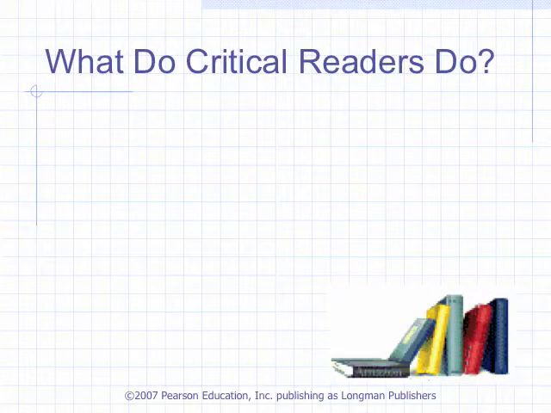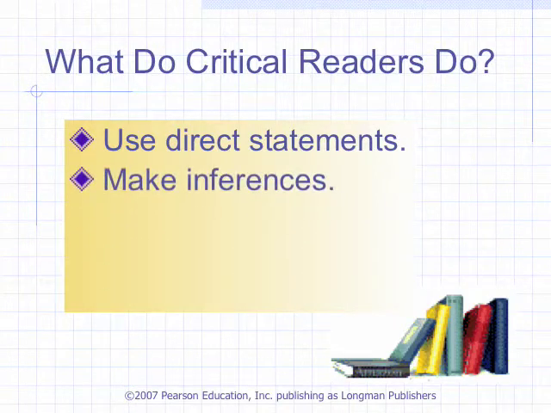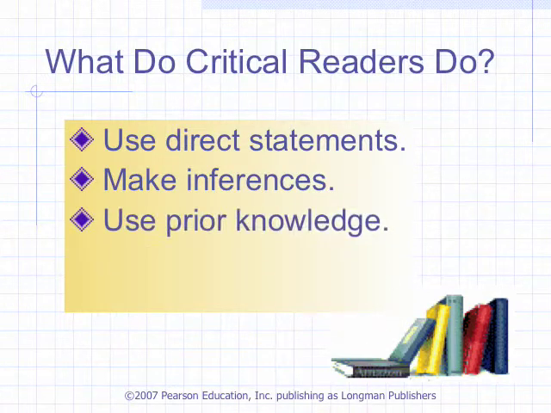What do critical readers do? Well, critical readers usually use direct statements. They do not like indirect or implied meaning. They like to get right to the nitty-gritty and figure out what the author is trying to say, or they like to be very explicit themselves. They make inferences. Good critical readers read between the lines, and they come up with a conclusion based on the facts and the clues in the passage and make an educated guess, which is an inference.